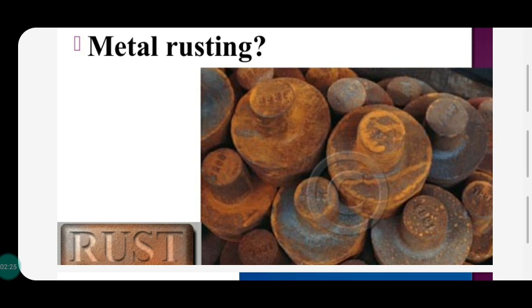Fe2O3.2H2O. Iron gets rusted. A new product, hydrated ferric oxide, is formed. So the change is a chemical change. Metal rusting is a chemical change.